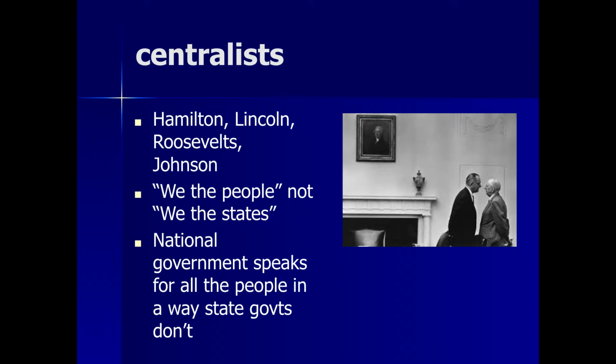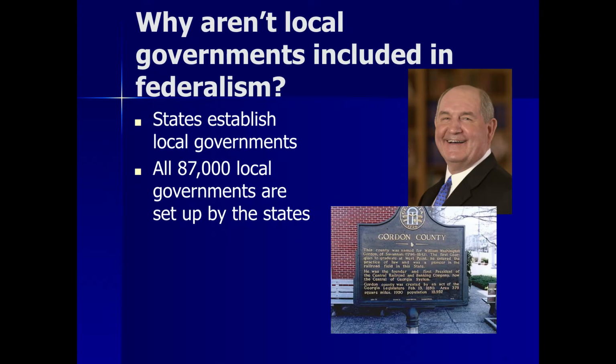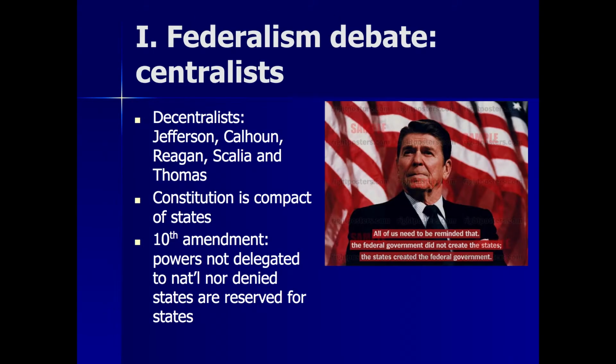All right, the centrists, on the other hand, Hamilton and Lincoln, both Roosevelts and Lyndon Johnson, they're doing the Johnson treatment when he's arguing for the Civil Rights Act. Their argument is the first three words of the Constitution are "We the people," not "We the states." They say the national government speaks for all the people in the country, the underdogs and minorities, in a way state governments don't always, because state governments are sometimes dominated by majority factions. And boom, that's it.